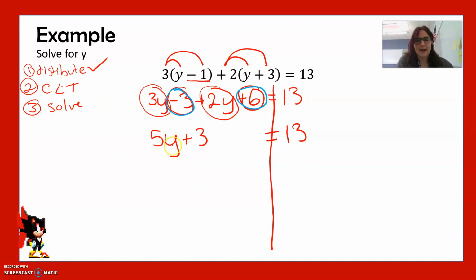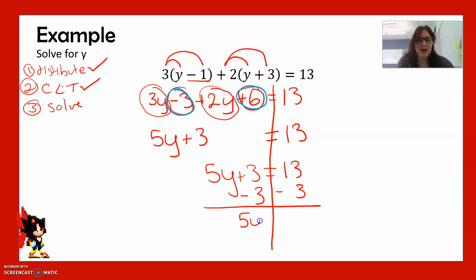So now I have 5y plus 3 equals 13. I'm just going to rewrite this so that they're a little bit closer together. So 5y plus 3 equals 13. Subtract 3. Oh, wait, let's check off our list. Combine like terms, done. 5y plus 3 equals 13. Subtract 3 from both sides. And then 5y equals 10.